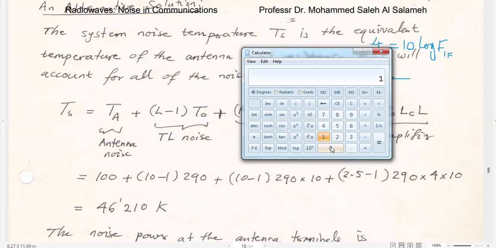It is 100 plus 9 times 290, plus 90 times 290, plus 1.5 times 4 is 6, 6 times 10 is 60, 60 times 290, and the answer is 46,210 Kelvin. This is the answer, the same number exactly.